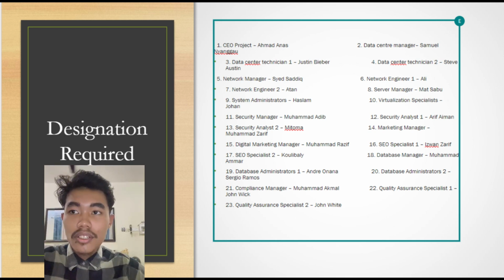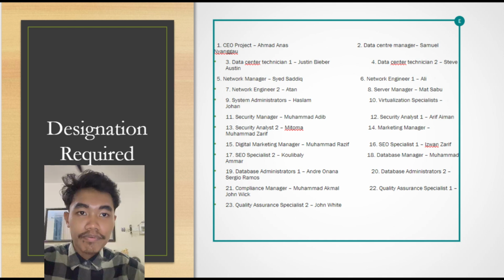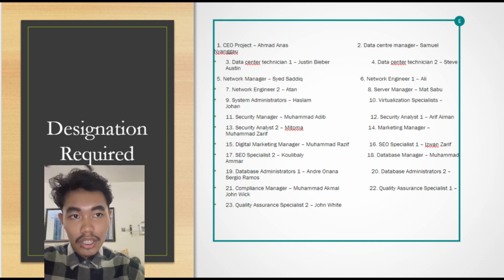The data center technician carries out the physical maintenance of servers, hardware installation, and troubleshooting of hardware issues. For the next function, we have the network manager, which is Syed Sadiq. The network manager manages network infrastructure, including switches, routers, and firewalls. Under the network manager, we have network engineers 1 and 2, which are Ali and Atan. Network engineers design, configure, and maintain the data center's network.